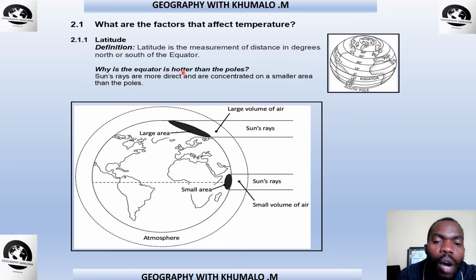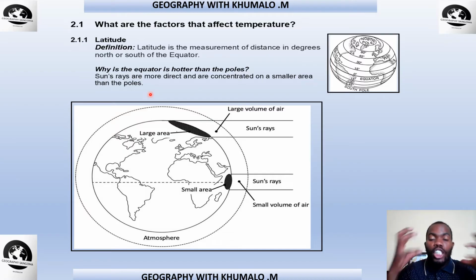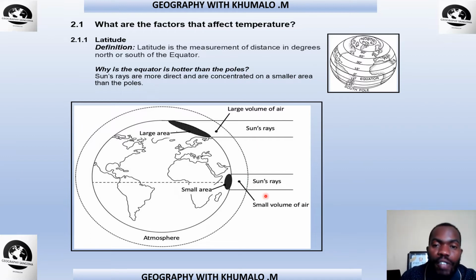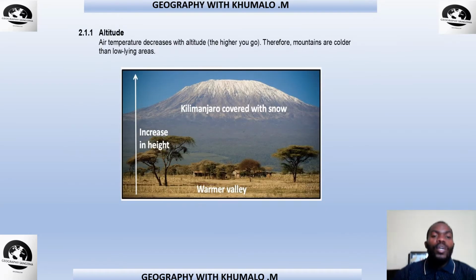Why is the equator hotter than the poles? The sun rays are more directed and are concentrated on a smaller area than at the poles. So when the sun hits in 100% form, it hits directly at the equator. So that is why we are going to get high insulation heat next to the what? Next to the equator. It's very important for you to understand that, because it explains how this air is going to be transferred across the globe, so that we can have a well-maintained global climate.